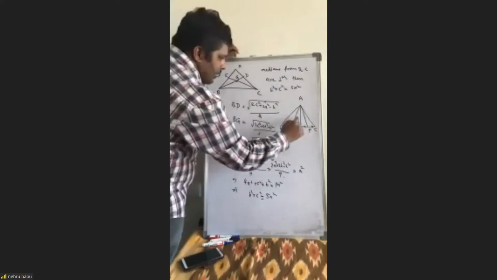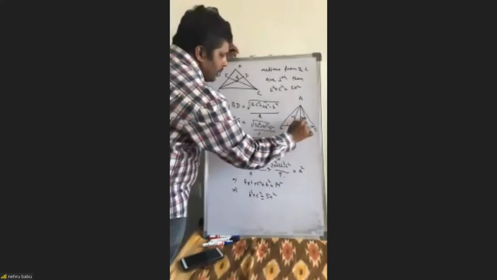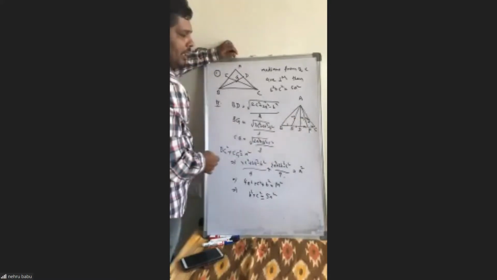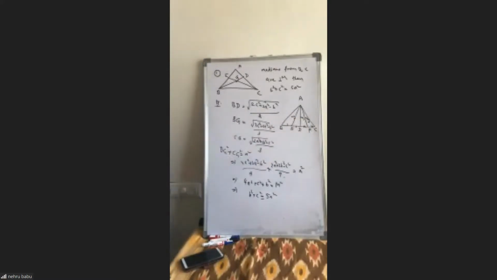Assume these lengths are M1, M2, M3, and find the relation between M1 and M2 in terms of sides. M1 is the length of the median of triangle ABC, M2 is the length of the median of triangle ABD, and M3 is the median of triangle ADC. Then find the relation between M1, M2, M3.